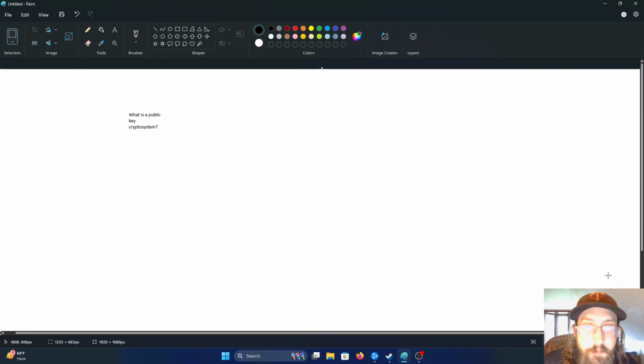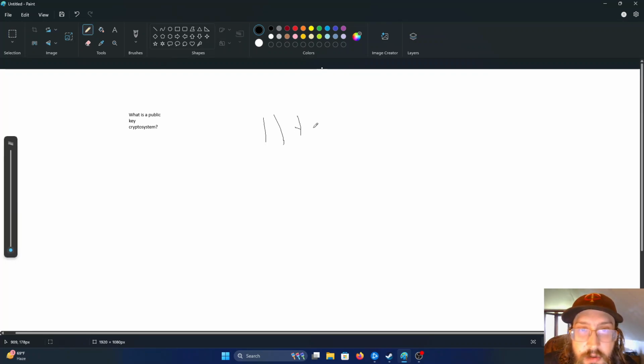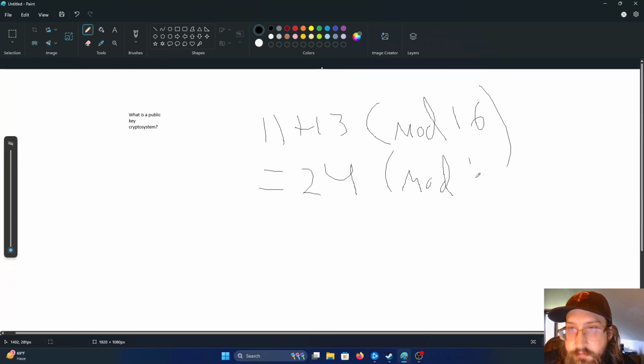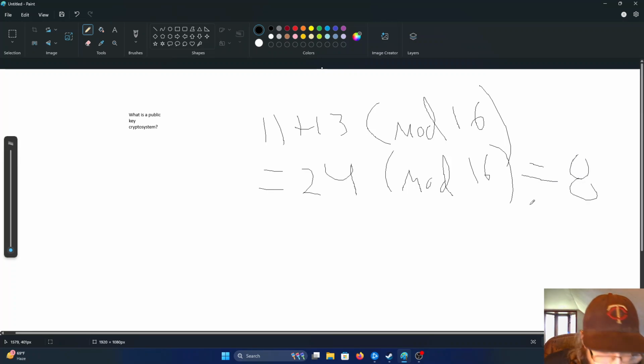For example, 11 plus 13 mod 16 is equal to 24 mod 16, and 16 goes into 24 once with 8 left over, so that equals 8.